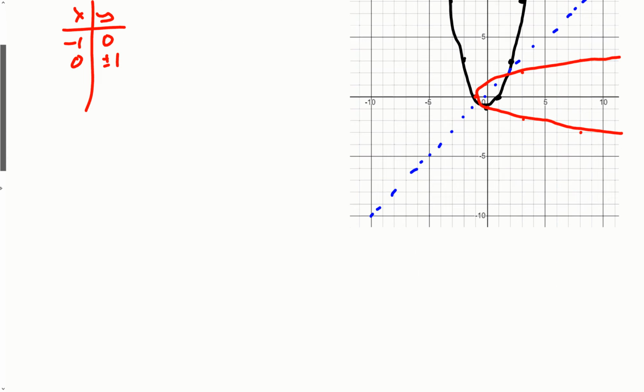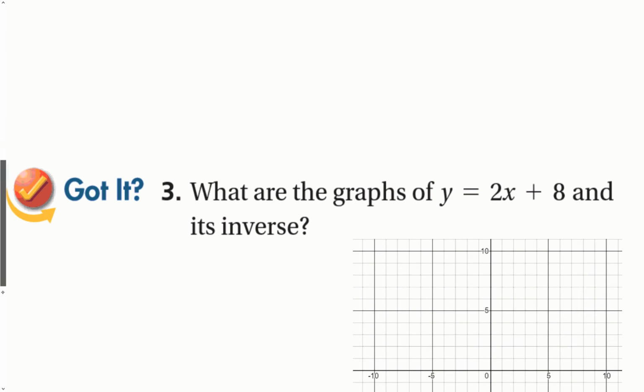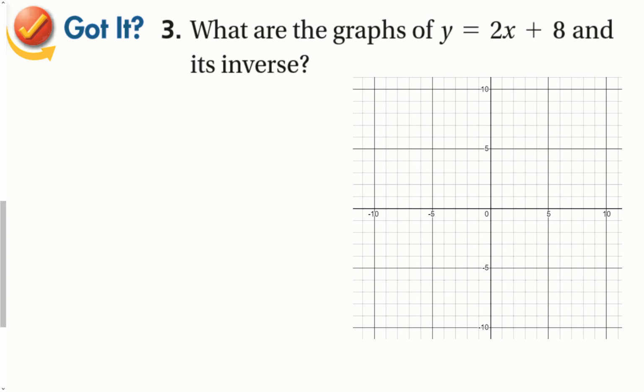We can do that again for the got it problem. So the equation of the inverse was y is equal to 1/2 x minus 4. Okay, so if I graph both of these, 2x plus 8. So there's my 8 right there, intercept, up 2, right 1. So here's my line, something like that. And then if I graph the 1/2 x minus 4, so I start there, up 1, right 2.